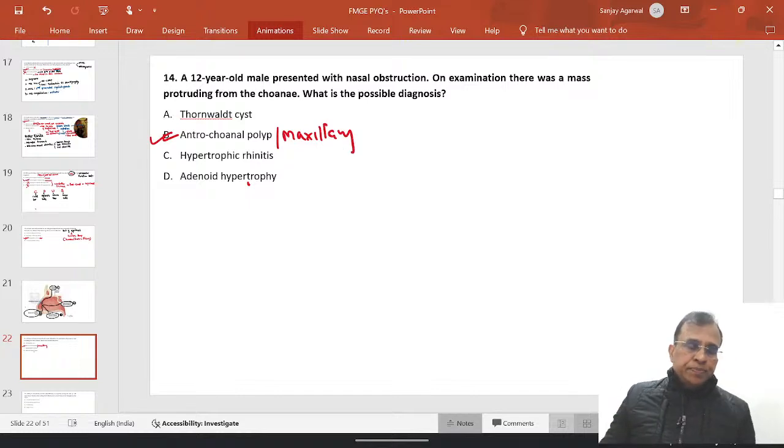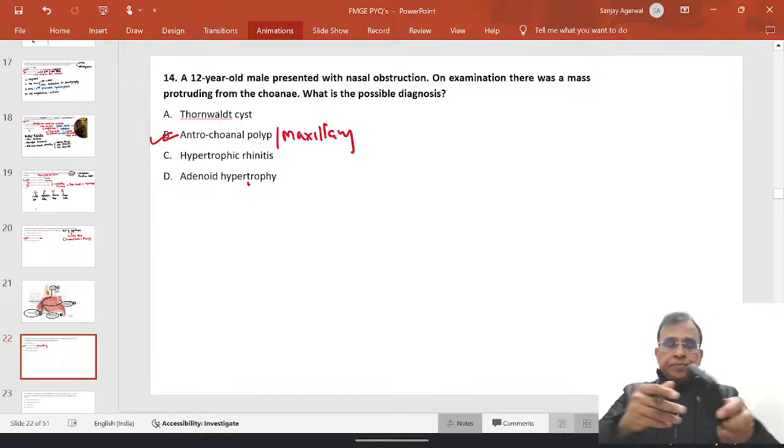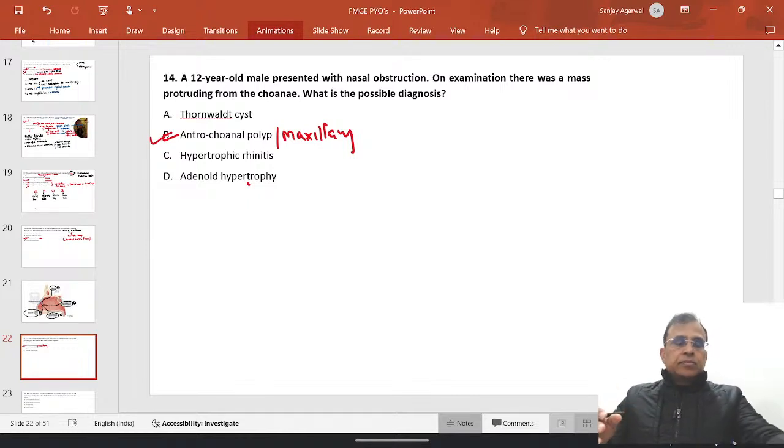Maxillary polyp, one second. Maxillary polyp starts in the maxilla and goes out through the choana.